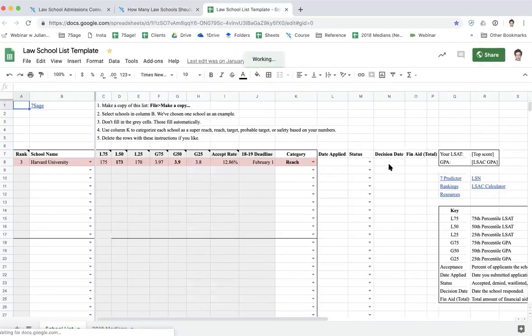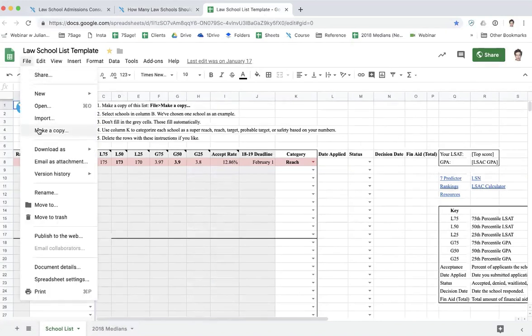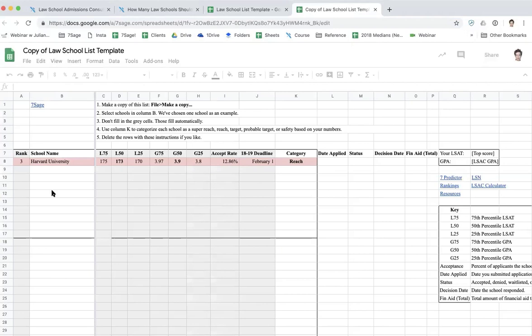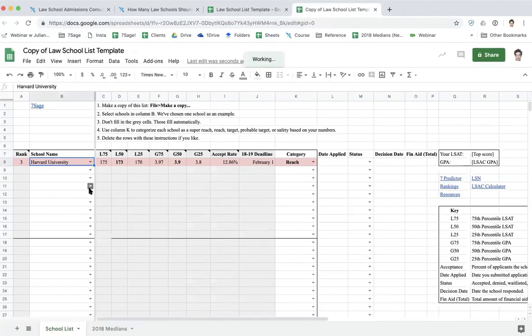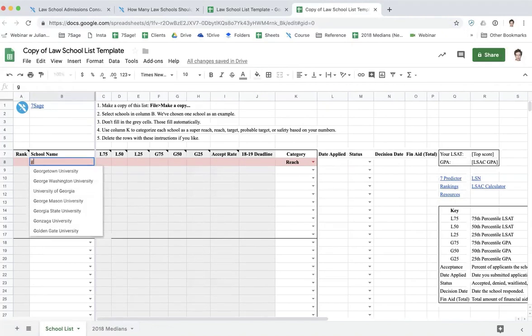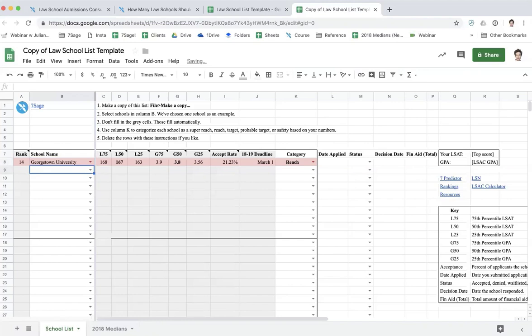So all of you can see this. You just go to this. You won't be able to edit it. I can because I created it. But you can always make a copy like this. And if you want, you can use it to keep track of your results. So you don't fill in the gray columns. Those fill automatically. But you pick a school like Georgetown. You just start typing. You can select it.